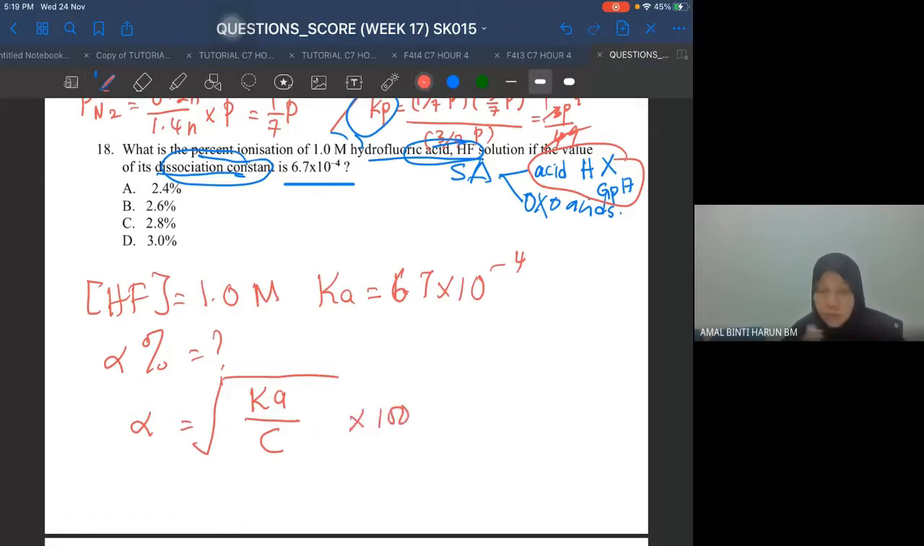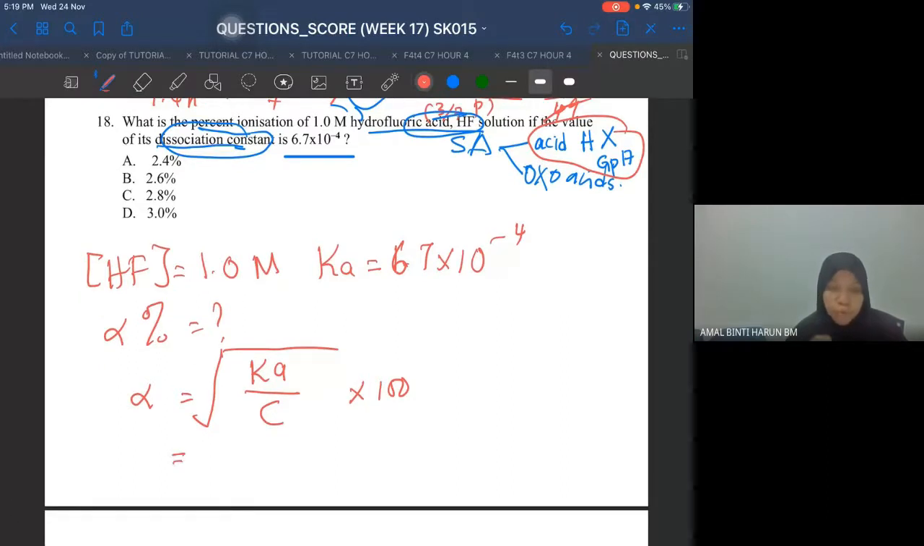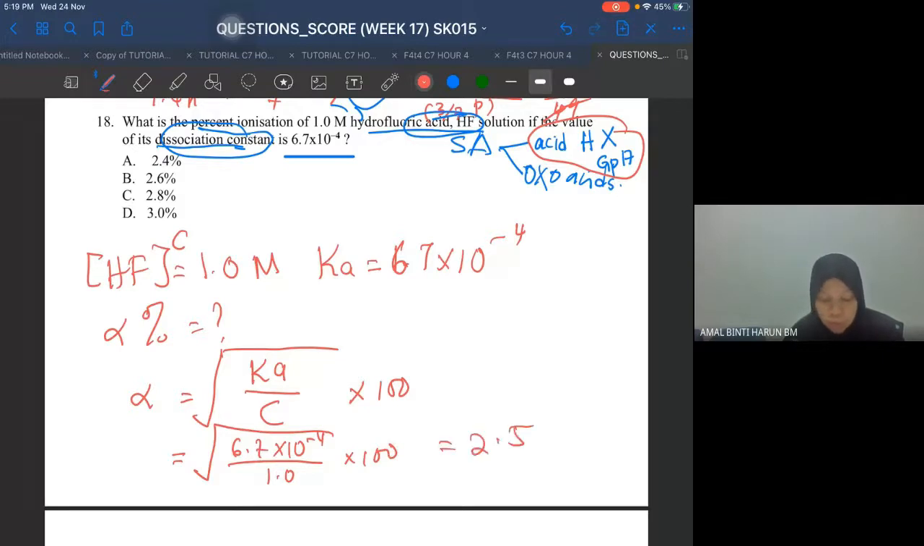Times 100%. So boleh check dekat mana? Dekat nota kuliah ke, cari kat buku pasal formula ni. So it helps you to speed up your calculation berbanding cara yang panjang-panjang kan. So okay, jap. So this one is 6.7 eksponen negatif 4 over initial concentration dia, 1.0, square root, times 100%, dapat 2.59. Okay, ni jawapan dia.